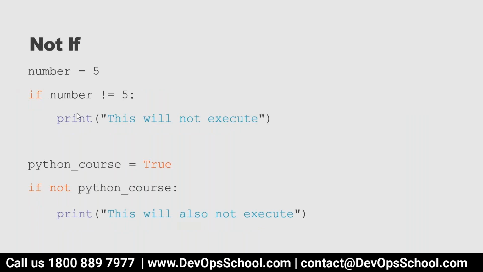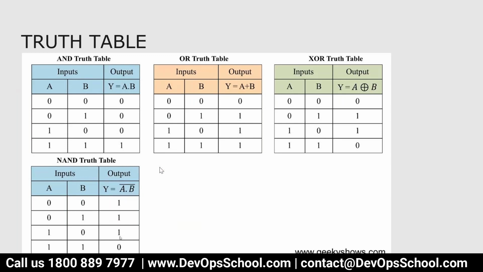Not if also you can use. If number is not equal to 5, this will not execute. If not Python course, which is True, this will also not execute because it is True here. So we have multiple ways which you can use for doing that.